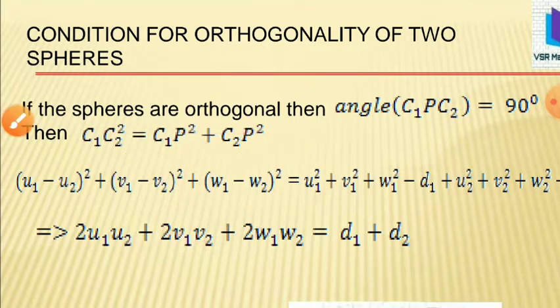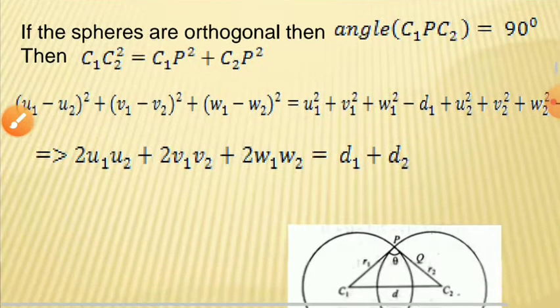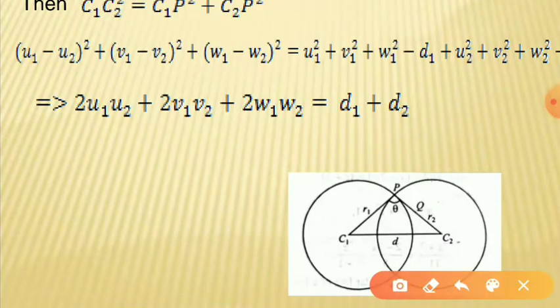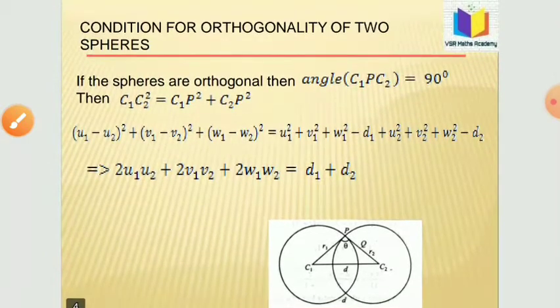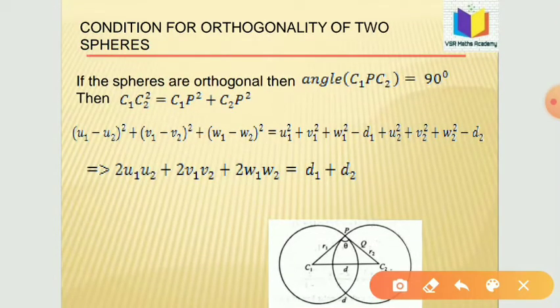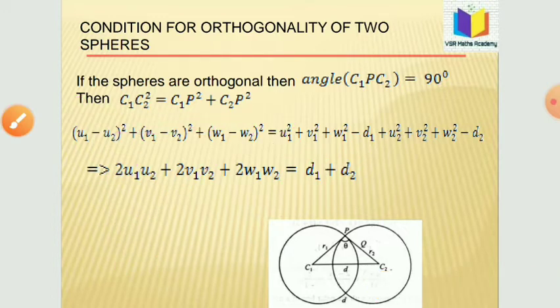So if the spheres are orthogonal, then the angle between the spheres is 90 degrees. Therefore angle C1 P C2 in the diagram is equal to theta, that is equal to 90 degrees, since the spheres are orthogonal. By applying the Pythagoras rule to triangle C1 P C2, this is C1, this is C2, and this is P. Since this angle is 90 degrees, by applying the Pythagoras principle, we can write C1C2 whole square is equal to C1P whole square plus C2P whole square.